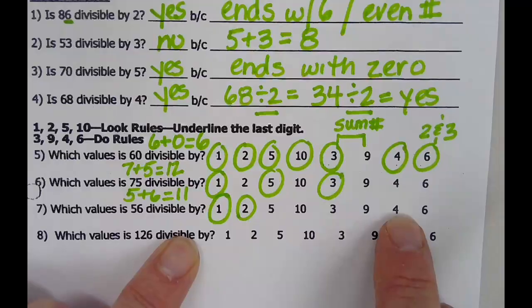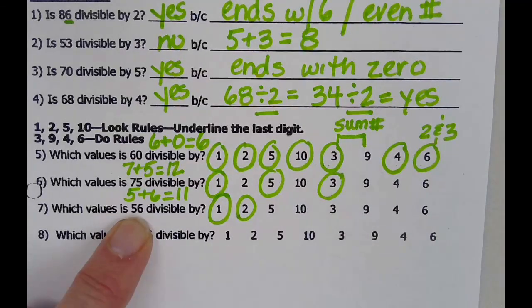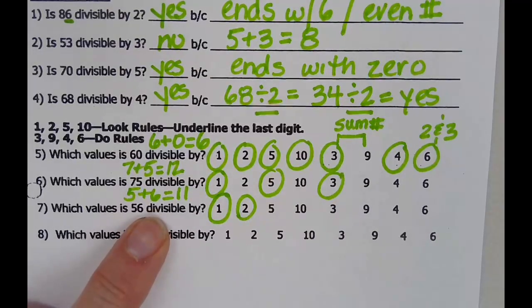How about 4? So let's look. If I divide 56 in half, this is what I do. I break it up into easier numbers. What's half of 50? 25. What's half of 6? Okay, what's 25 plus 3? Is 28 an even or an odd number? So can I divide by 2 again?